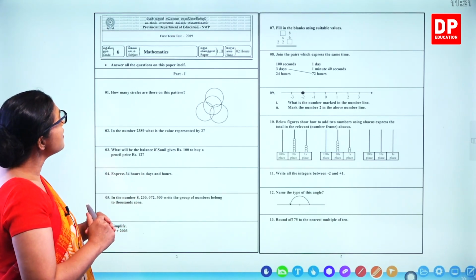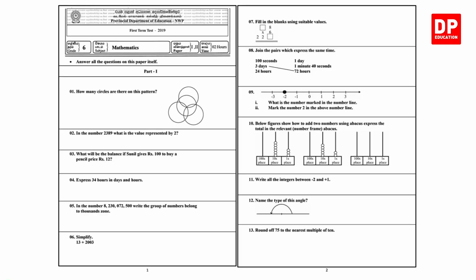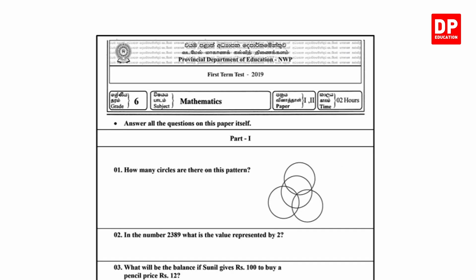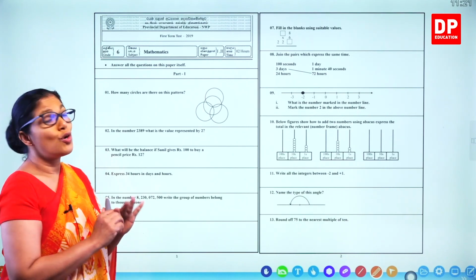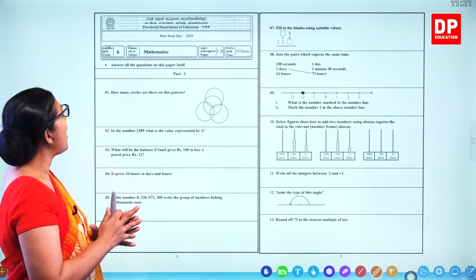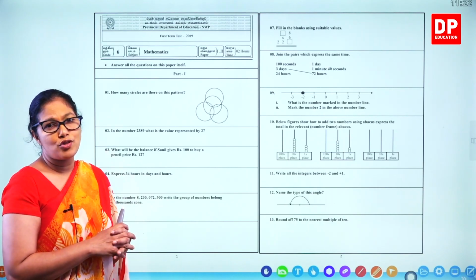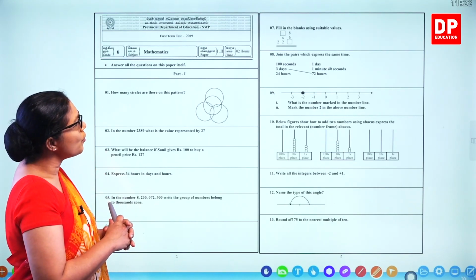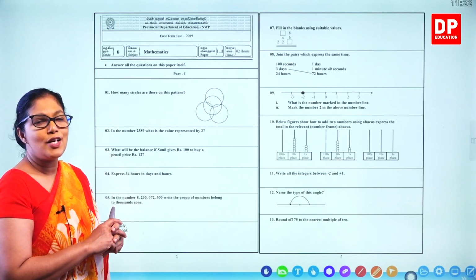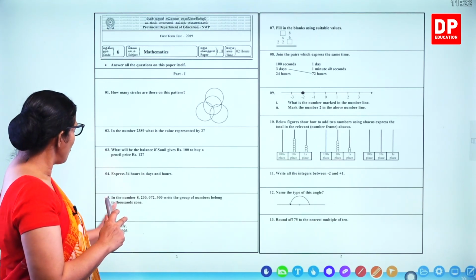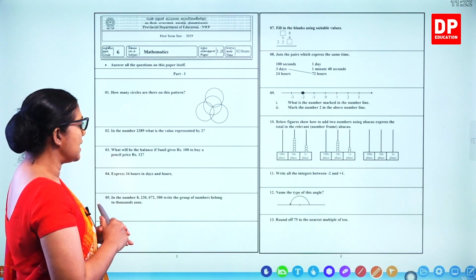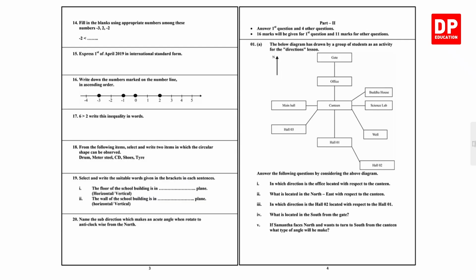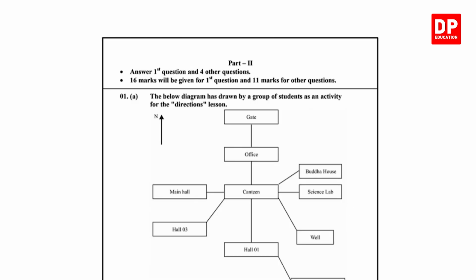So today, first term test 2019, Provincial Department of Education, Northwestern Province paper. You get 2 hours for the whole paper and you get 2 parts, part 1 and part 2. Part 1, 20 short questions, each question worth 2 marks. So in the first page you get 1 to 6. Then question number 7 to 13, 14 to 20, and then you get part 2.